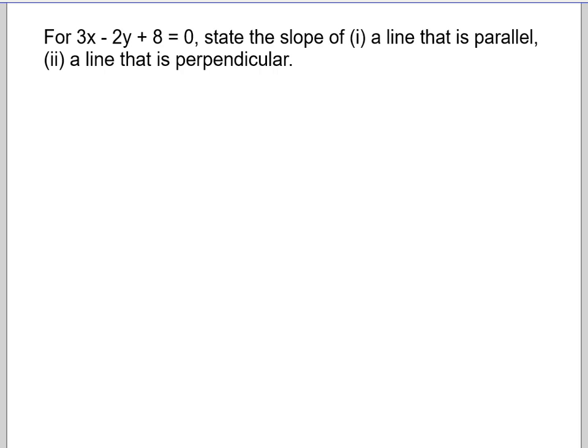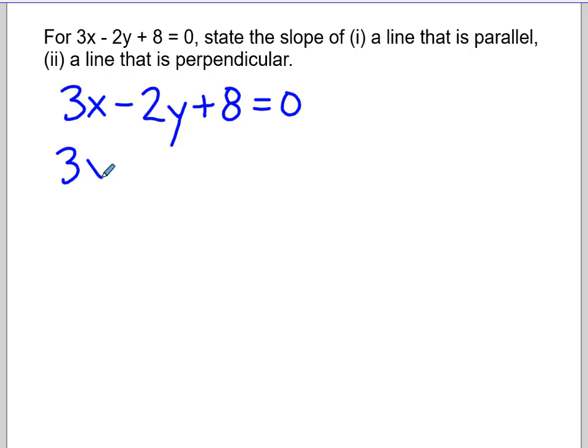For 3x minus 2y plus 8 equals 0, that's the equation of a line in a rearranged form. State the slope of a line that is parallel and a line that is perpendicular. We've looked at one of these before. The way this current equation is written is not particularly helpful, so we need to do a bit of work first. We're going to rearrange it into y equals mx plus b.